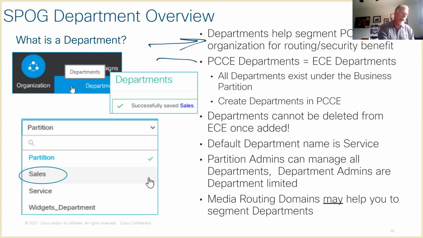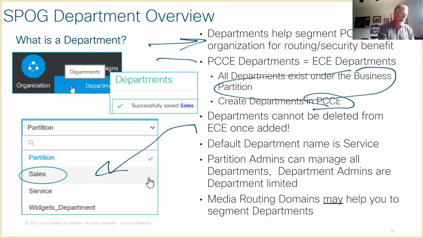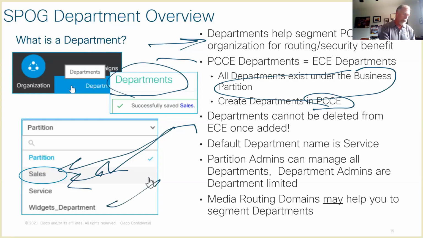Remember, package departments are ECE departments. All departments exist under the business partition. The business partition, that's an ECE thing. Where do you create departments? Not in ECE. You create them in packaged, and they automatically show up over here in ECE. Right? I configured a department over there in CCE, and lo and behold, now sales and service and the widgets department shows up over here in ECE.